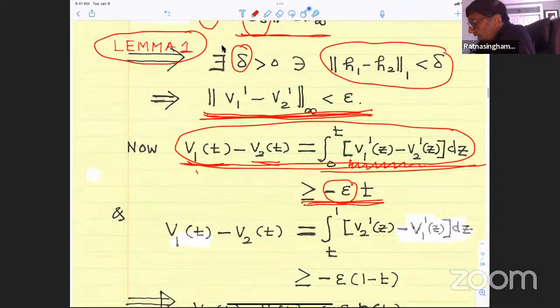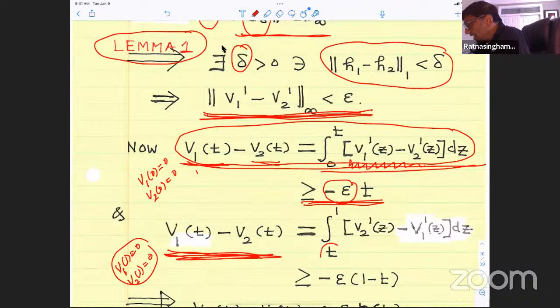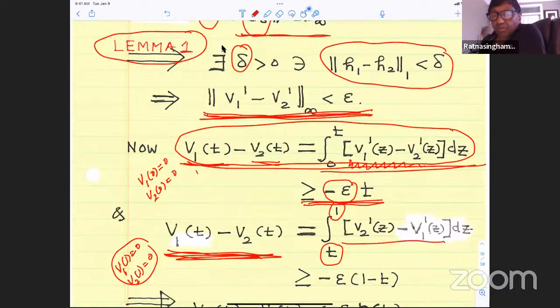But I could also write v1 minus v2, since v1 of 0 is 0 and v2 of 0 is also 0. But since v1 at 1 is also 0 and v2 of 1 is also 0, I can also write v1 minus v2 as the integral from t to 1 of their derivatives, right? It's the fundamental theorem of calculus.